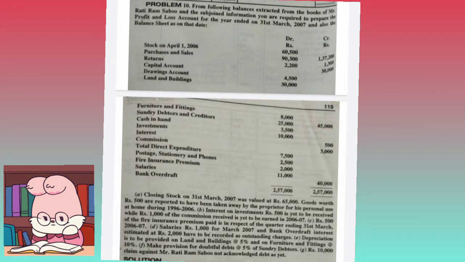So let's see the adjustments. Closing stock, they have given in the adjustments, so it is a trading account credit item and it will be carried to the balance sheet asset side.